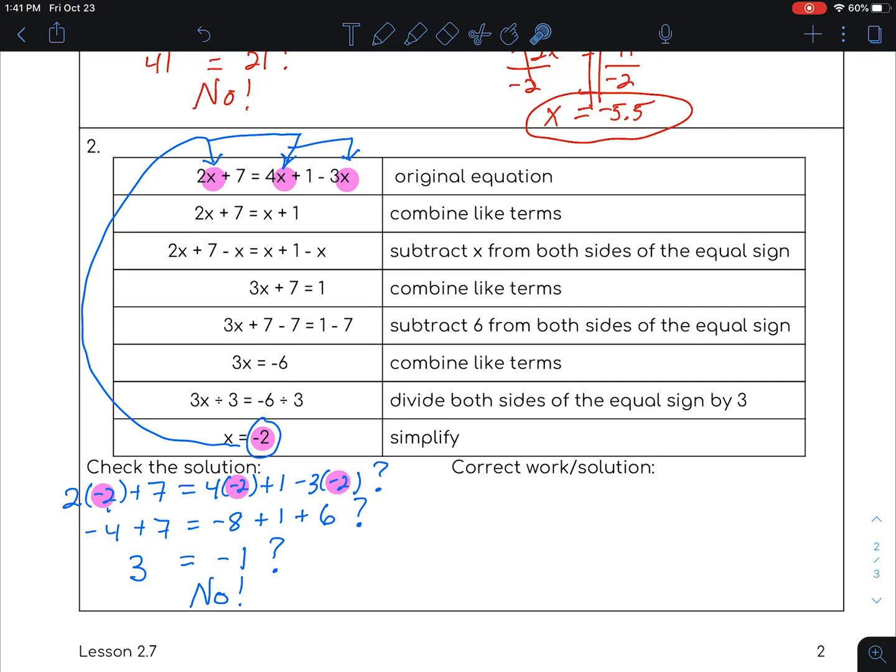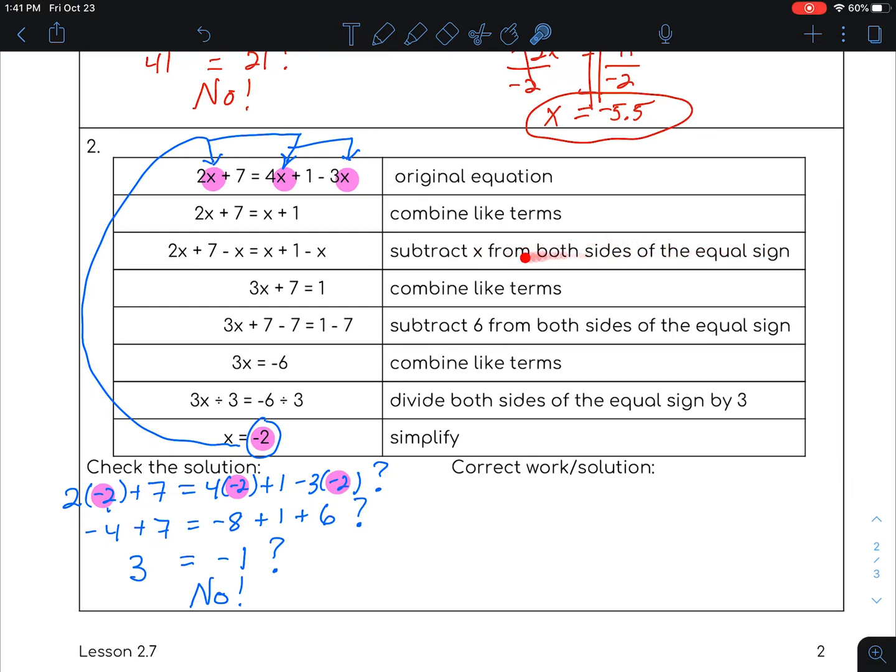Let's go through the steps and figure out where we went wrong here. So combining like terms. Right here it says combine like terms. Notice we have some like terms here and here: 4x plus a negative 3x, or 4x minus 3x. We can combine those together, and that is a 1x, so that looks good. 2x plus 7, that looks good there.